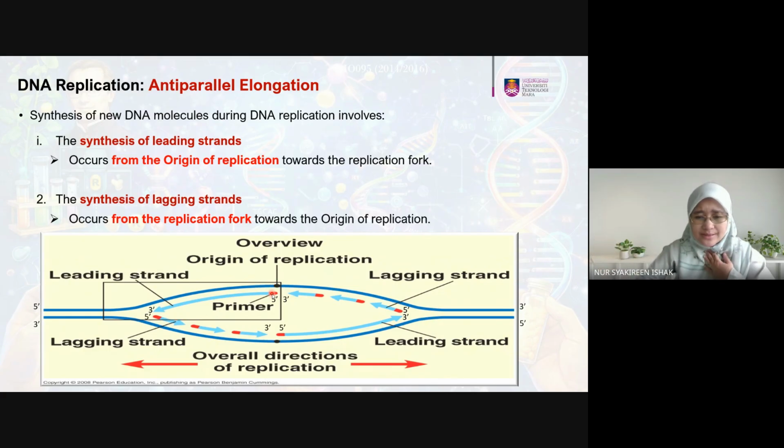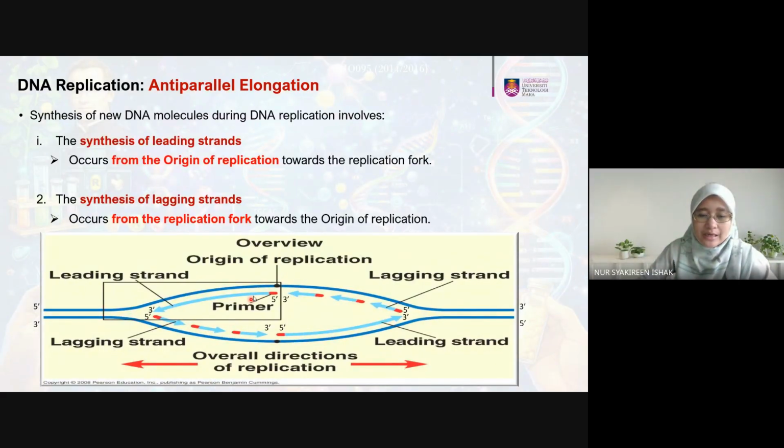So as you can see here, from the origin of replication, on each of the template strands, there will be the synthesis of the leading strand. Okay, both templates. So here is the synthesis of the leading strand for this template. But as you can see over here, there is the synthesis of DNA strands that are synthesized as fragments. This fragment, we call it Okazaki fragments. They are synthesized in fragments.